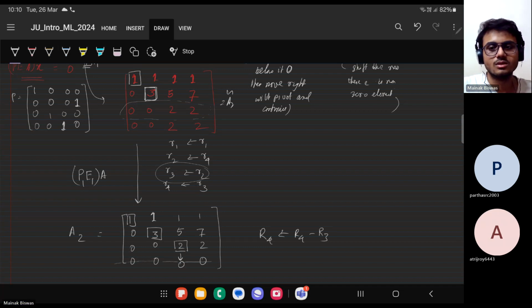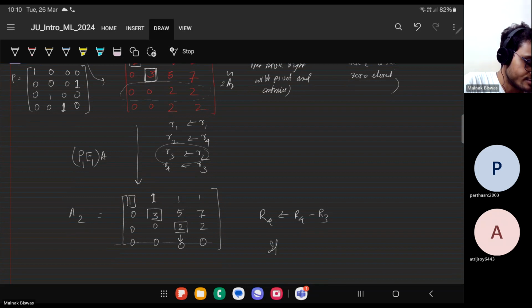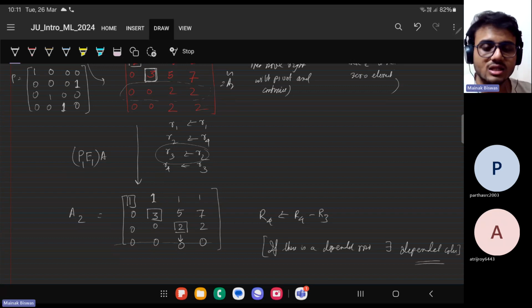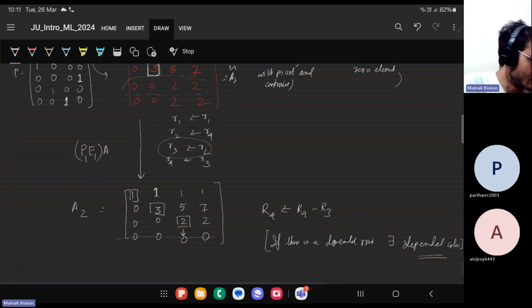Yes. Which shows that there is a dependent column or a dependent row. If there is a dependent row, there is also a dependent column. You can see this, we'll see this just now. Remember, the number of dependent rows will be equal to the number of dependent columns.